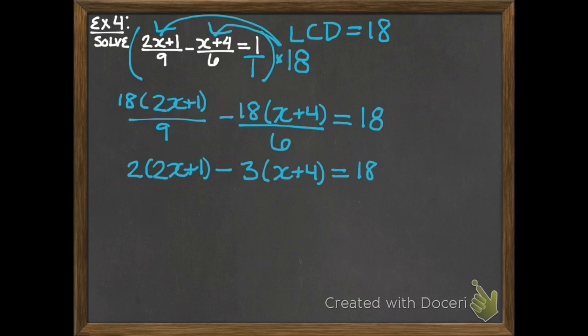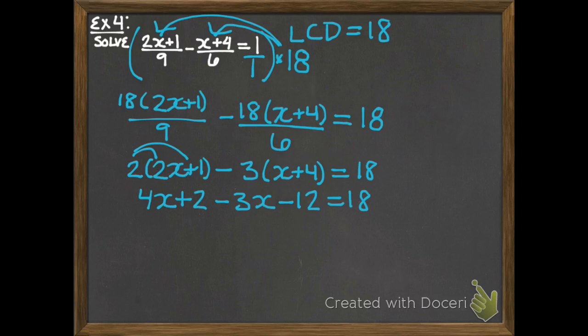And so now I just need to do some distribution to simplify this problem and then solve for x. So here, distributing across this binomial, I've got 2 times 2x, which gives me 4x, plus 2 times 1, plus 2. Here I have a negative 3, don't forget about that negative. So negative 3 times x gives me a minus 3x. Negative 3 times 4 gives me a minus 12 equals 18.